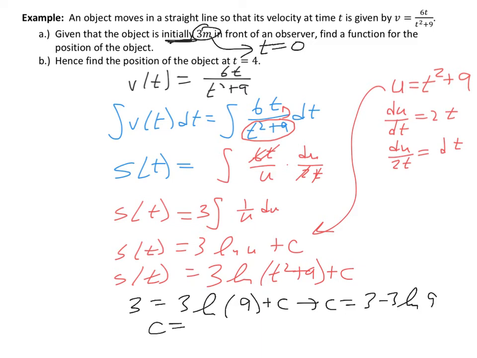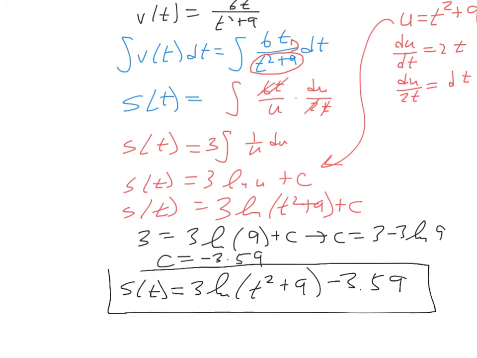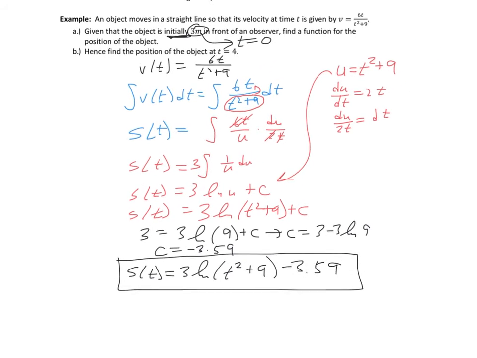This tells me that my c value has to be negative 3.59. And so all in all, I'm getting that my position function, my displacement function, is 3 natural log of t squared plus 9 minus 3.59. Right? So I hope you're seeing here that I'm using basically the same setup, the same steps that I did in moving from acceleration to velocity. I'm just doing it now to get from velocity back to position, or to displacement.